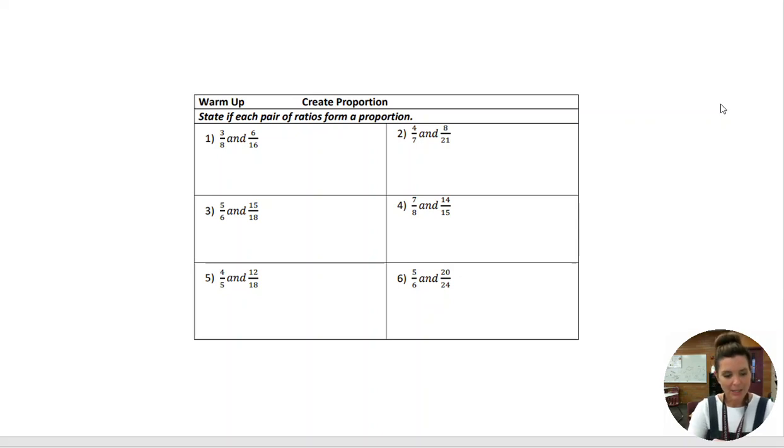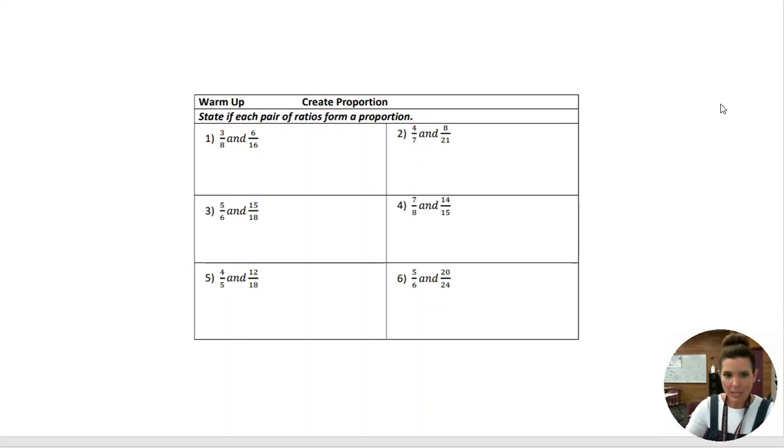What you're going to be working on today, the first thing you're going to do, is flip to the ones in your packet that say create a proportion, and then it says state if each pair of ratios form a proportion or not. Sorry, I'm just looking at it to make sure that I'm on the right page. So let me give you a few example problems so that you know how to do this.